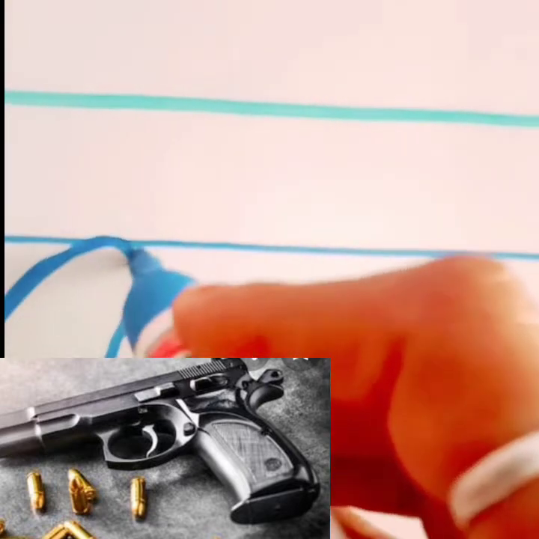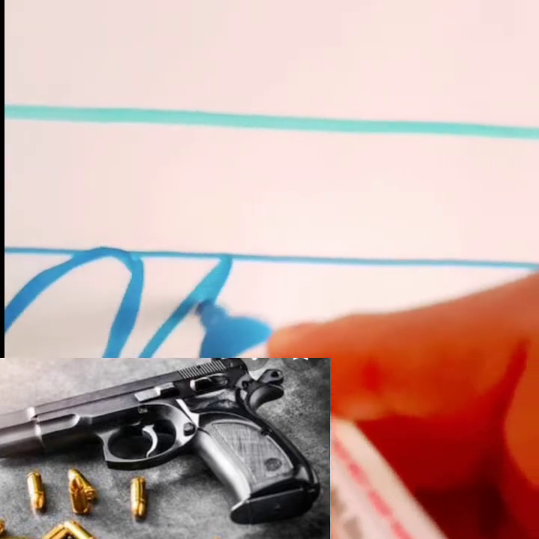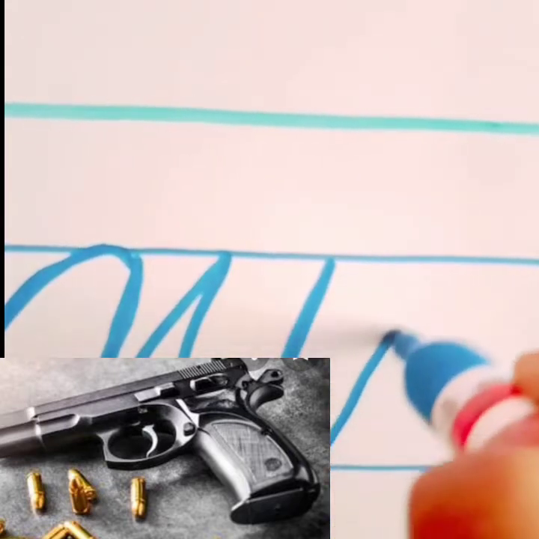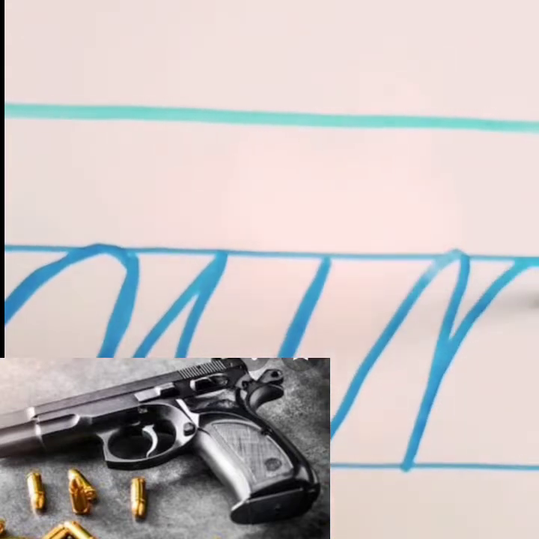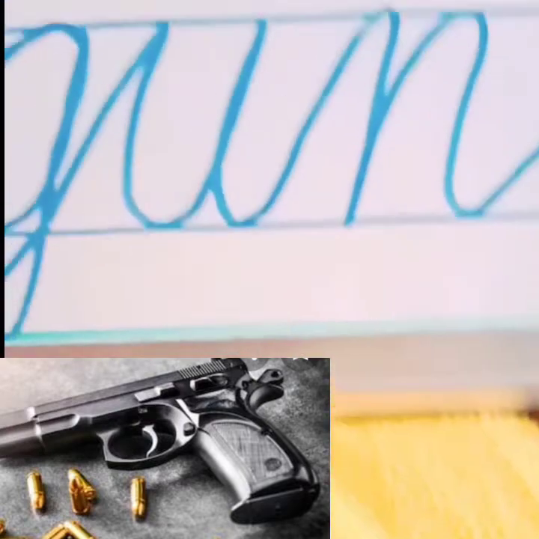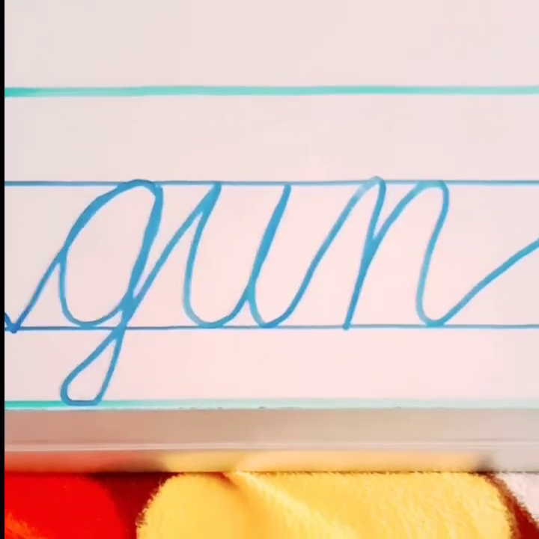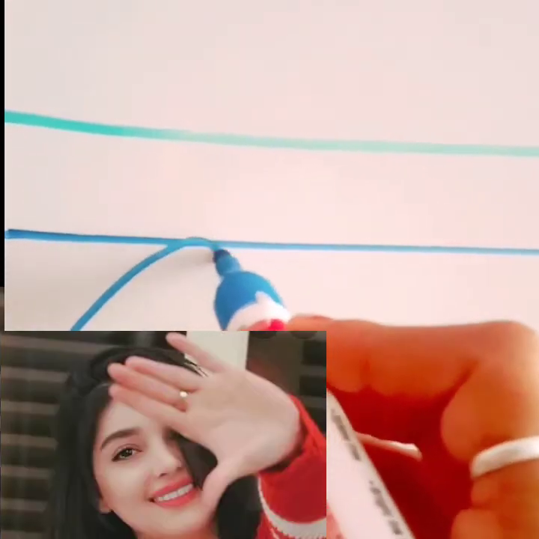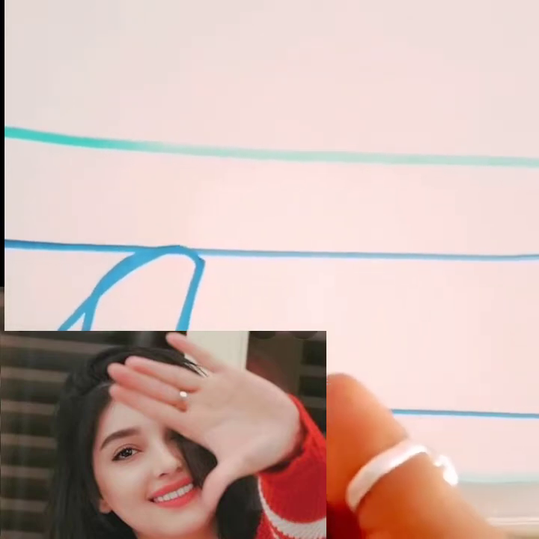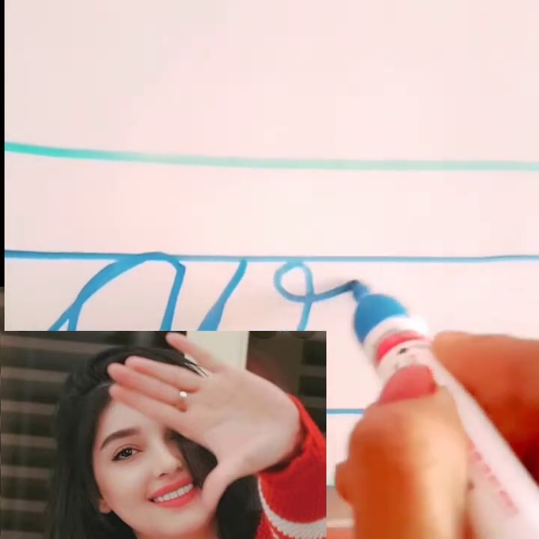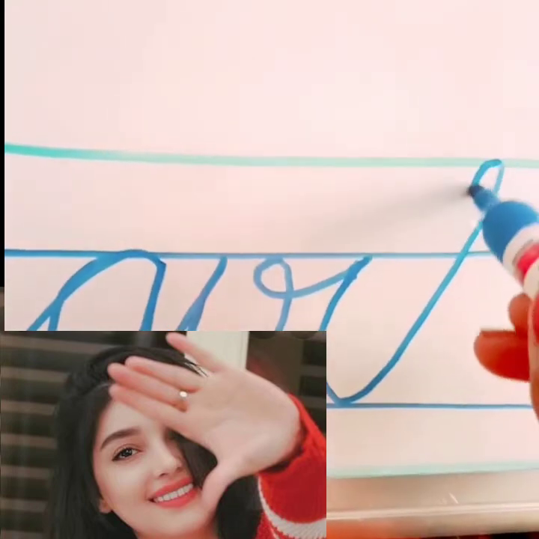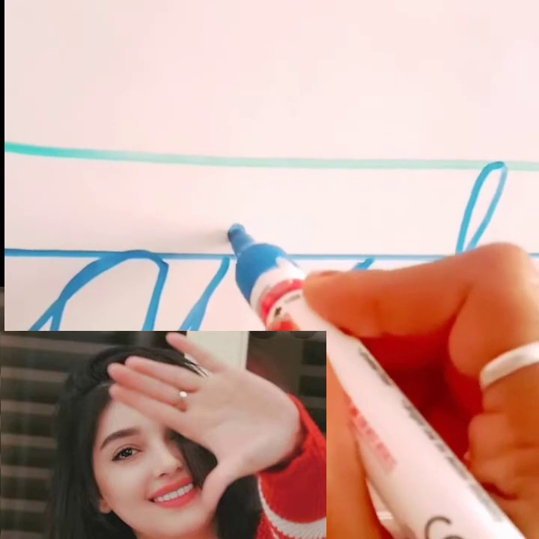After F, G. G for gun. G. U. N. Gun. Again, G for girl. G. I. R. L. Girl.